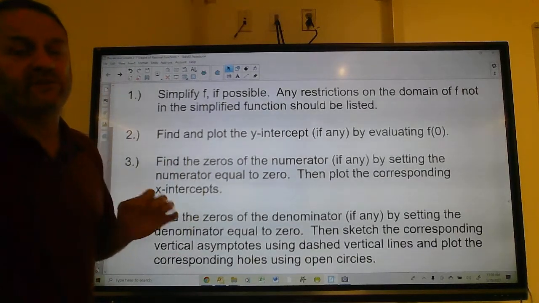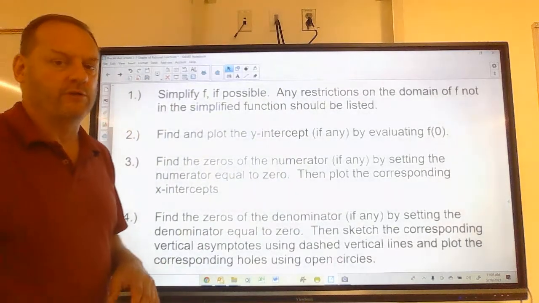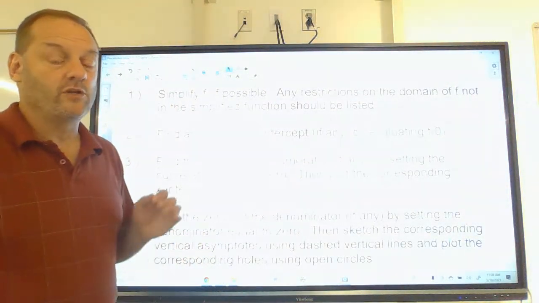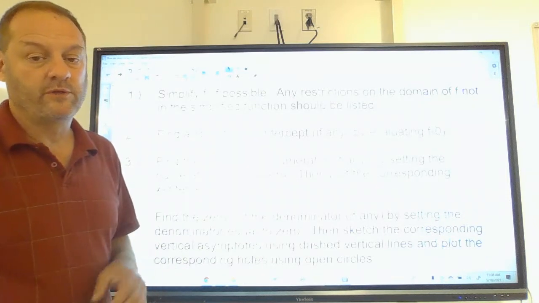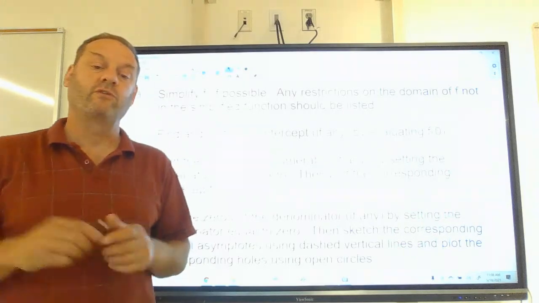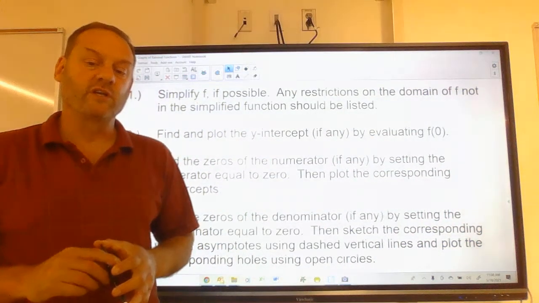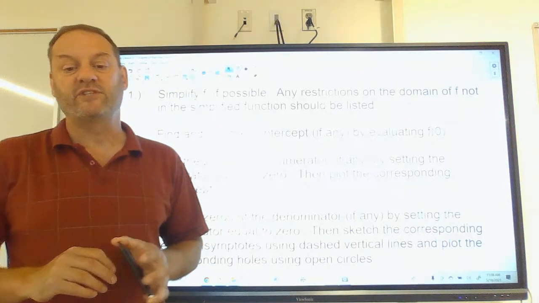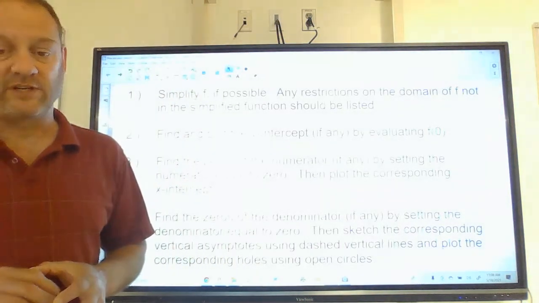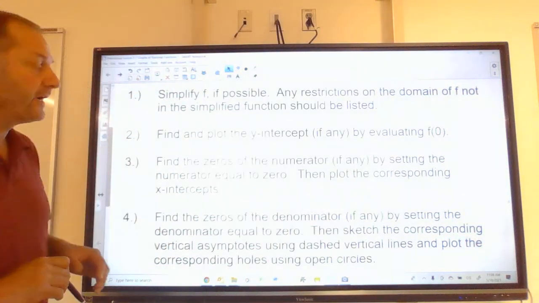First thing you want to do is simplify the equation as much as possible. So you want to factor it down because that's going to give you a lot of information about the graph. You're going to want to graph the y-intercept. You're going to set the numerator equal to 0 so that you can find the zeros, the x-intercepts. You're going to find the zeros of the denominator if there are any, and that's going to tell you where the vertical asymptotes are.